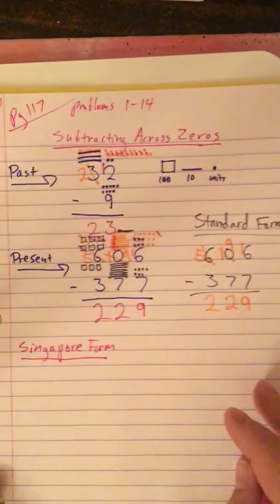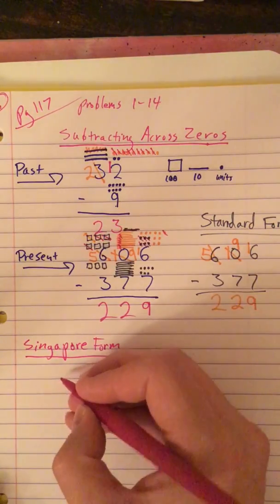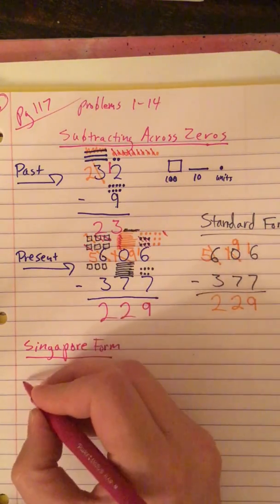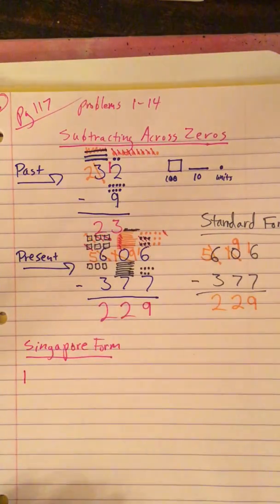On the Singapore form, we're just going to use, you know what, let's see if we can do number 1 at the very bottom. I'm going to stop the video here and pick it up on another one so that we don't have a video that's too long.